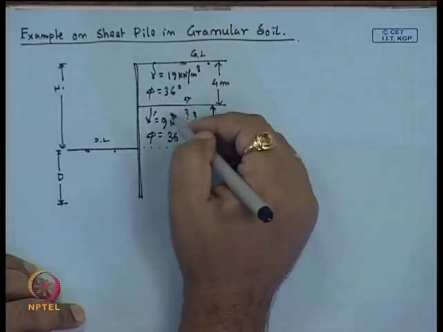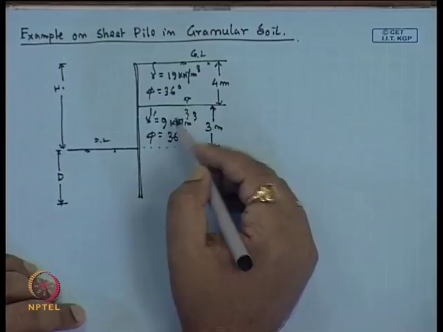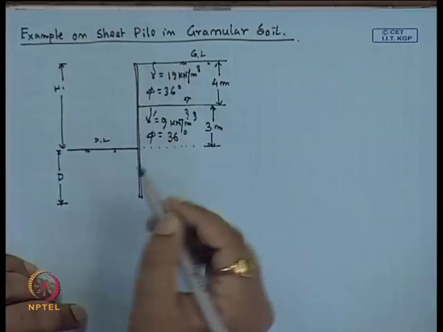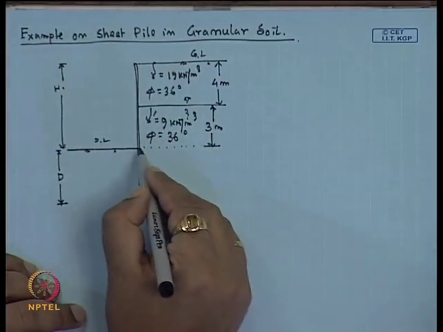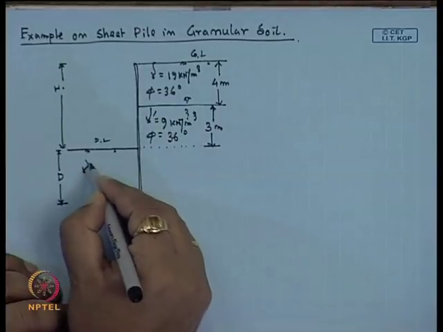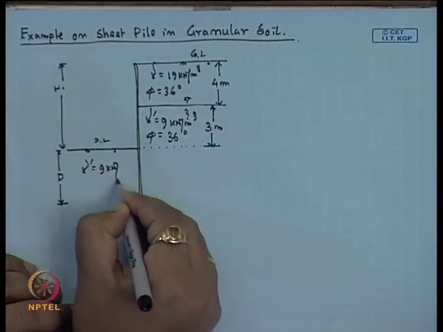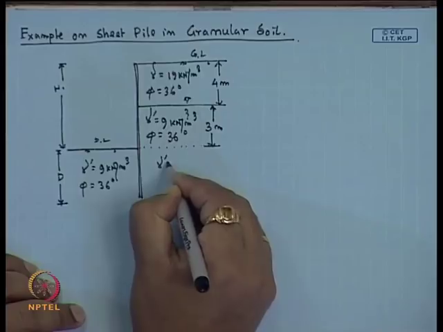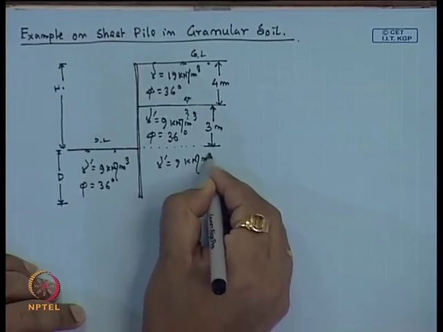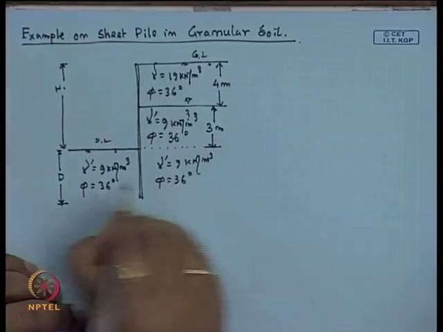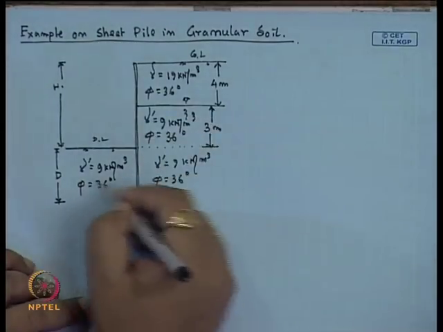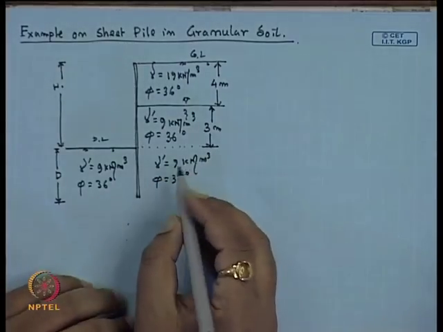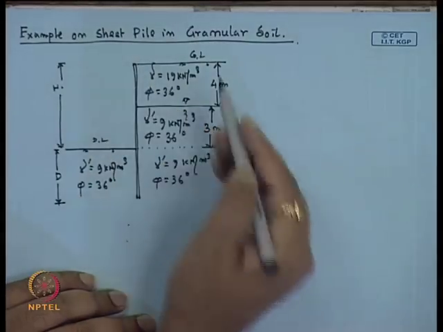Depending upon the type of soil, you have to calculate the lateral earth pressure which is coming on the sheet pile. Here also the same soil properties are considered for this layer, that means gamma dash is equal to 9 kilonewton per meter cube and phi is 36 degree. All are the same properties, but they can be different. Depending upon the properties, you have to take that into consideration in the design calculation.